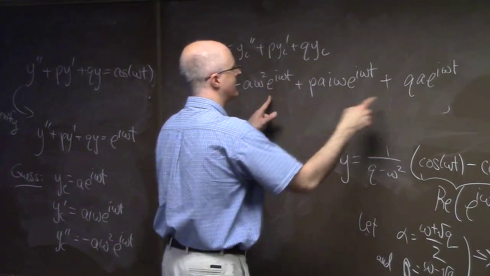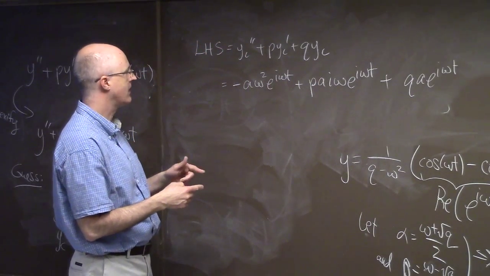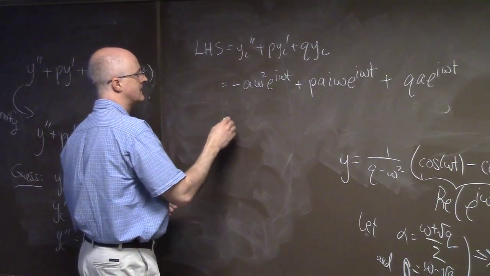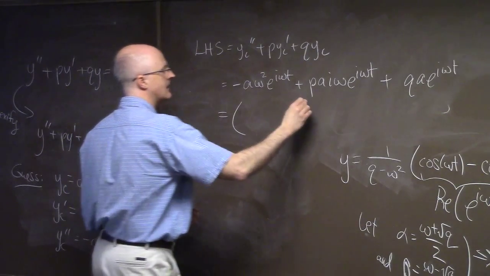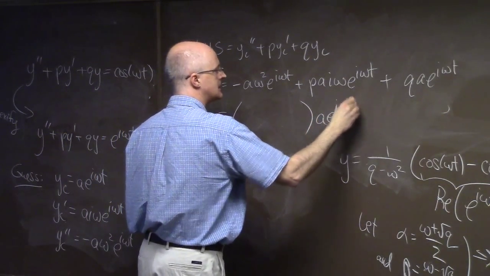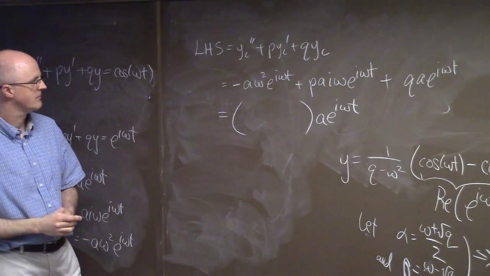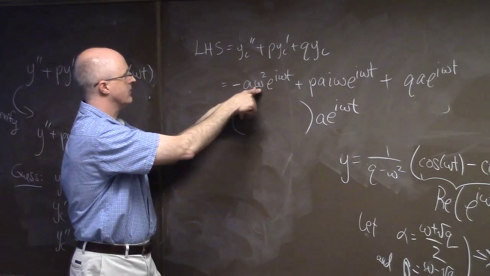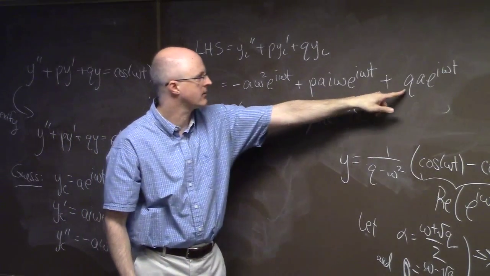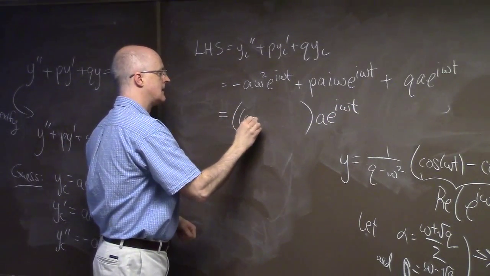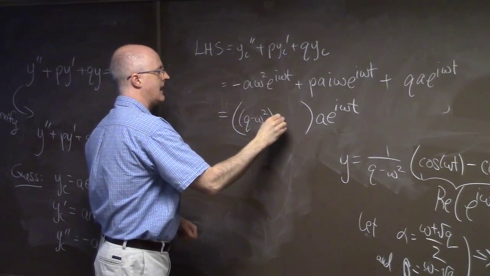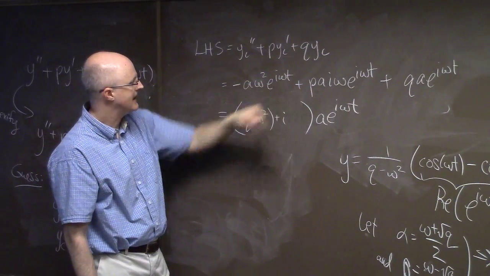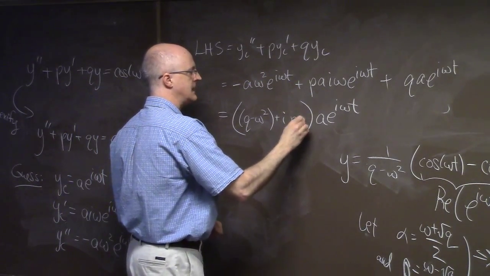Group together the two terms that don't involve an i. Also factor out the common factor of a e to the i omega t that's in every term. What's left over? The parts that don't involve an i are the first and last terms, which gives you a negative omega squared there and the q left over there. And the term that does involve an i, it's just one term, is being multiplied by whatever's left over, p times omega.